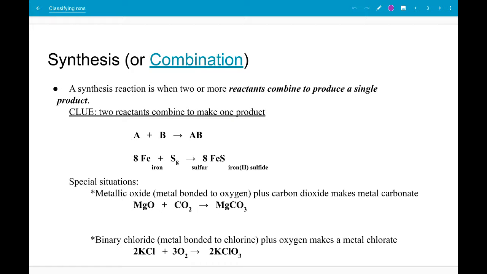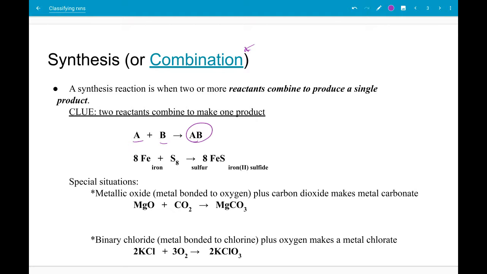The next reaction is synthesis or combination. I have linked a video for you here as well. Now, in this kind of reaction, that means you have two different reactants forming one thing. So that's how you figure it out. Two things making one. So here I have iron plus sulfur making iron II sulfide.